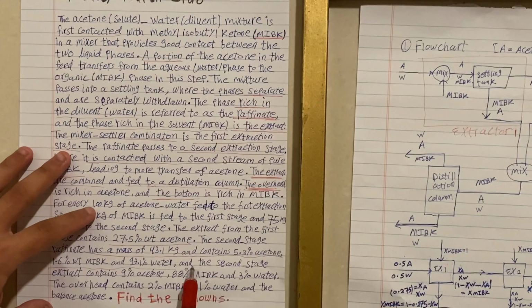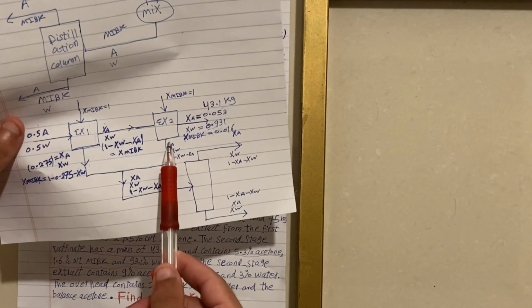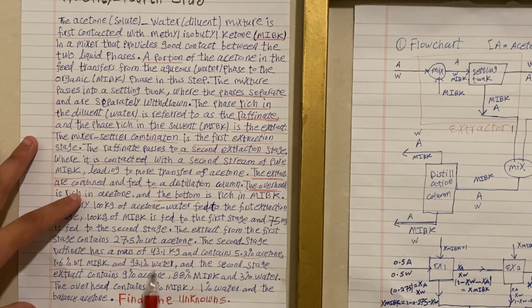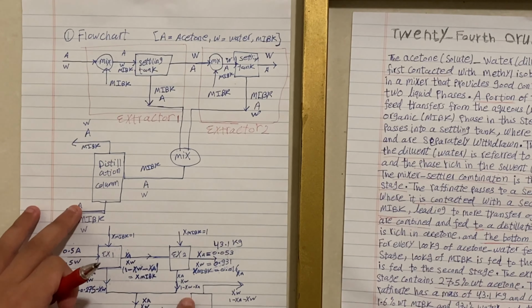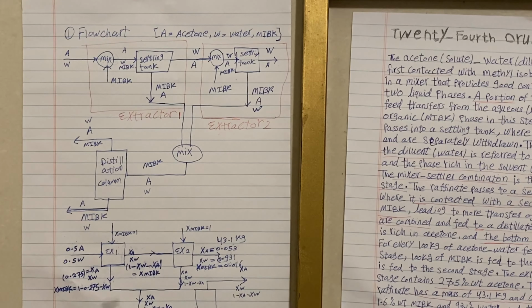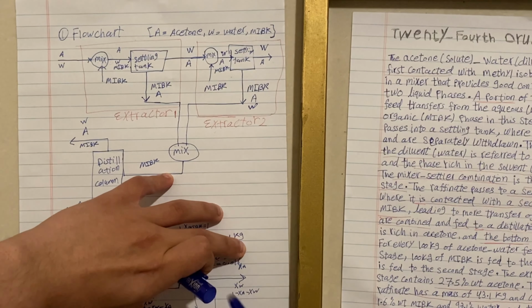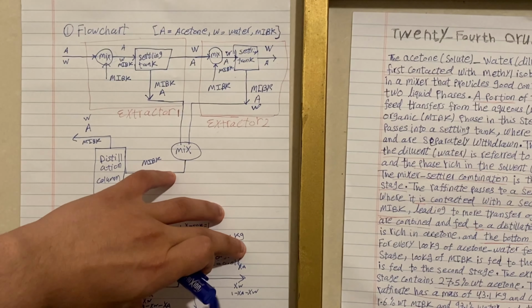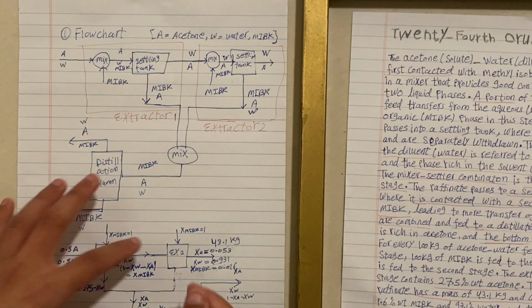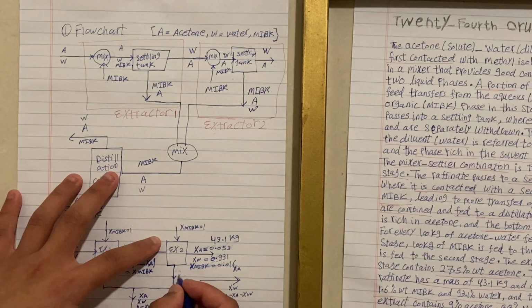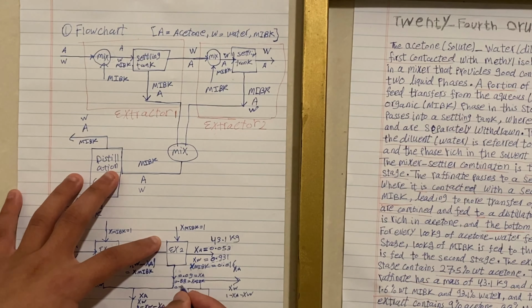Continuing. The second stage extract, this one, contains 9% acetone, 88% MIBK, and 3% water. We will delete 1 minus XW minus XA because we have it already. If you have it, why don't we write it? Imagine if I draw this in a pen that cannot be erased. Wow. By the way, I'm not doing an ad here, I'm just complimenting the pen. Anyway, we have 0.09 of XA, 0.88 MIBK, and 0.03 XW.